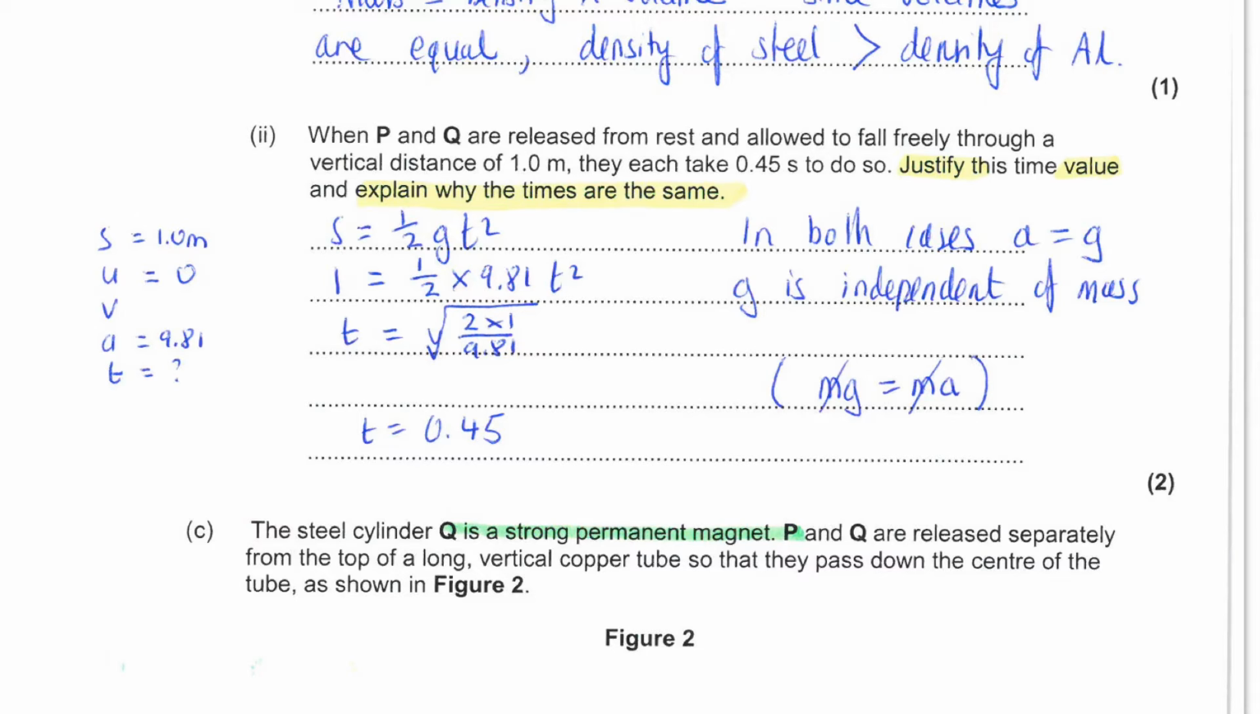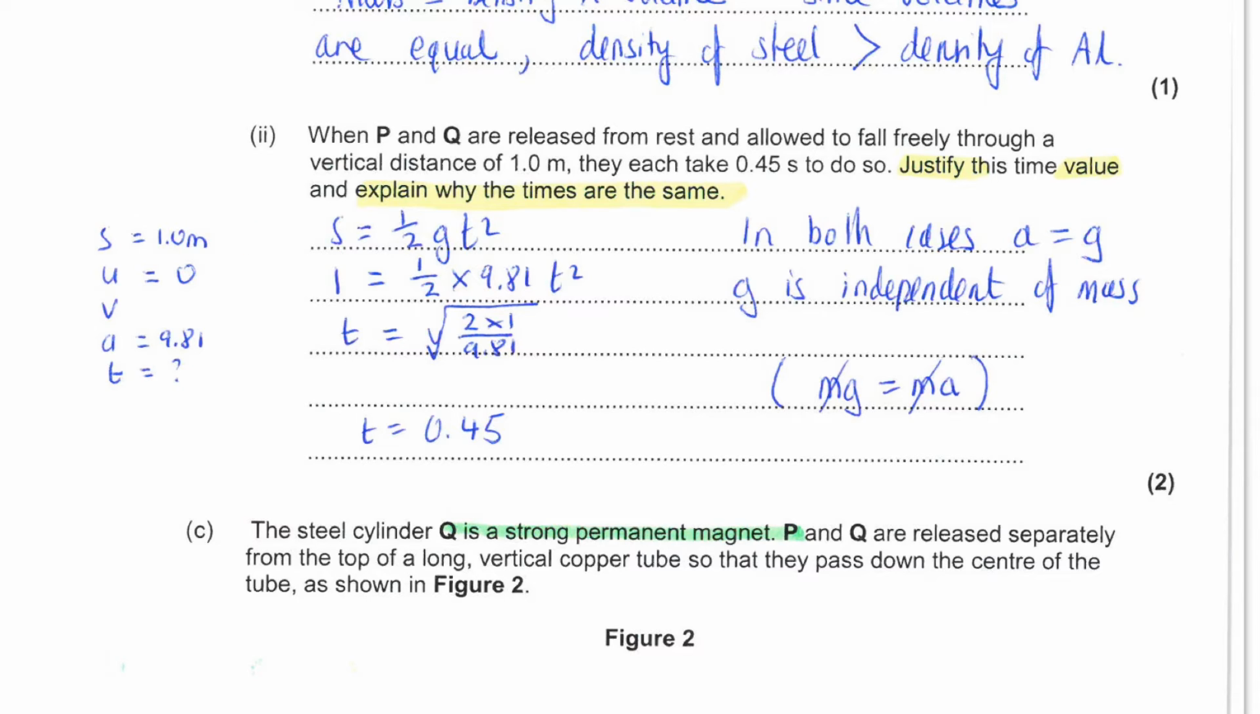Now in both cases, the acceleration is the acceleration due to gravity. And this value, which we know to be 9.81, is independent of mass. And that is one of the 2 points. That's explaining why the value ends up the same. You can consider the weight, mg, as equal to the resultant force, ma, which reveals that the acceleration due to gravity is independent of mass. Having done that, you can justify the value.